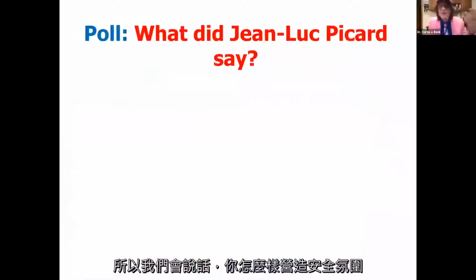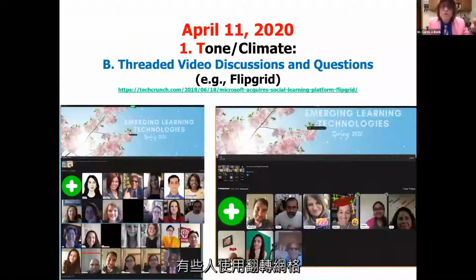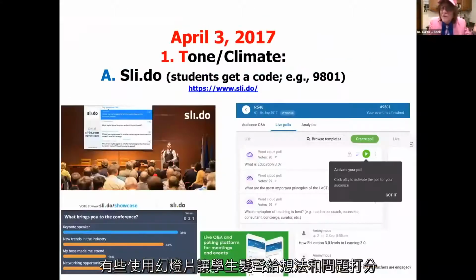So we get at tone. How do you create a safe tone or climate? Some people use Flipgrid to do student introductions and so forth. Some use Slido, just to let student voice rate the ideas and rate questions.